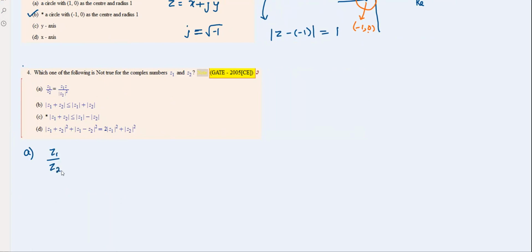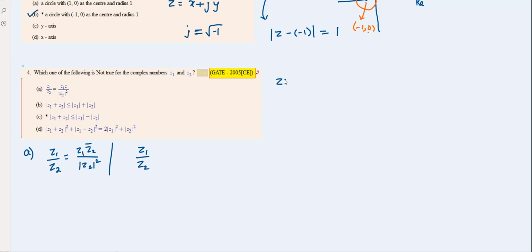Z1 by Z2 is, okay, this is a typo error. This should be as it is now. There's a typo error here. I will just check this. So let us look at the left hand side, Z1 into Z2.